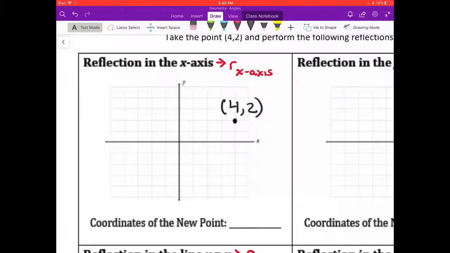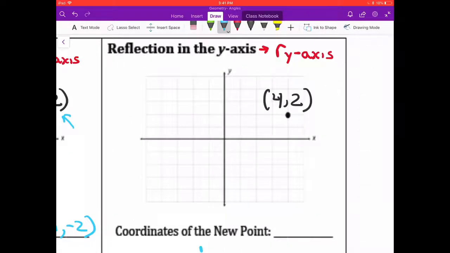So the first example that we're going to have is we're going to take this point 4, 2, and we're going to reflect it over the x-axis. So our rule, as we went over before, is to just change the sign of the y value. So our new coordinate is going to be 4, -2. Now what we always want to do is we want to plot that so we have our new point.